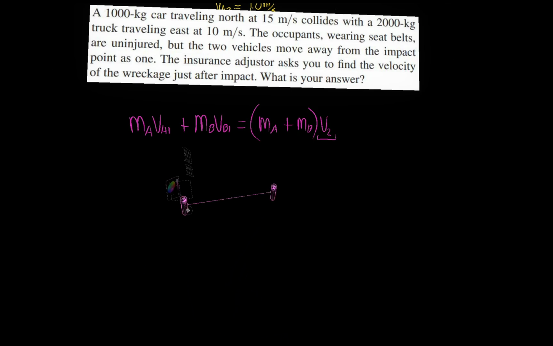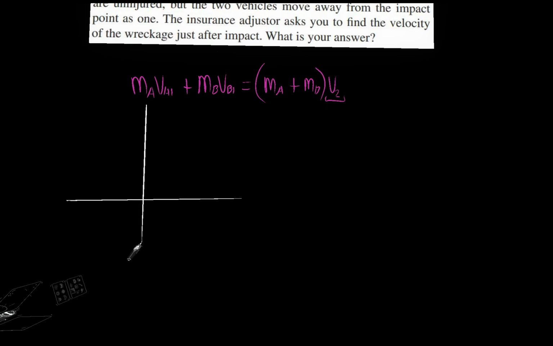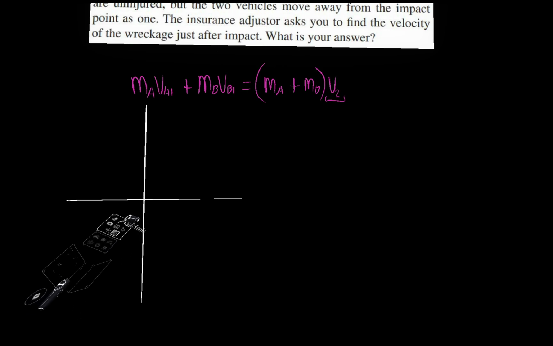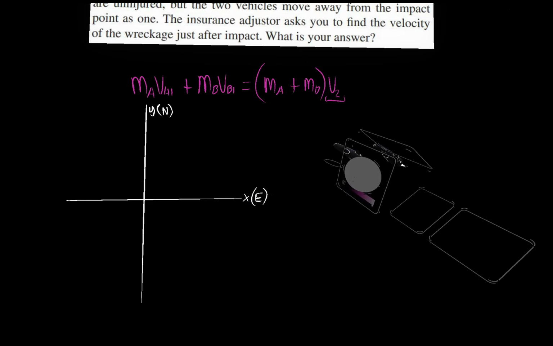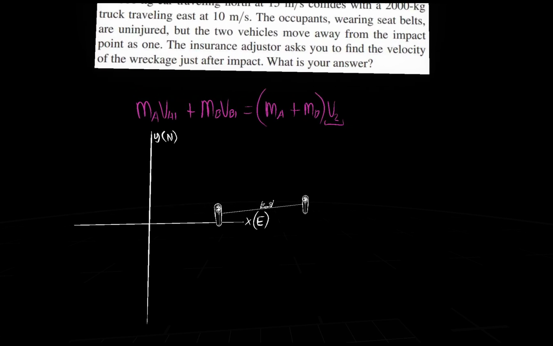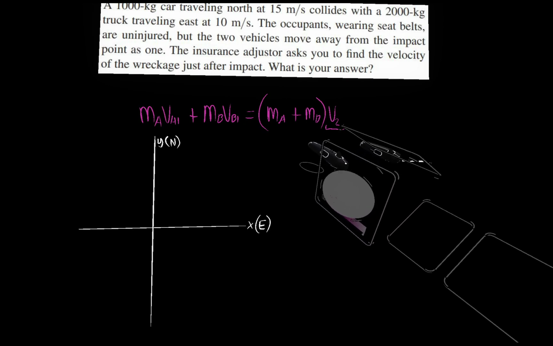Let's draw a picture, a before and after picture, to see what's going on here. If we do it in little axes here, this is going to be before. We're going to say this is Y, or north, and this is going to be X, or east. Our car is traveling north, and the truck is traveling east.